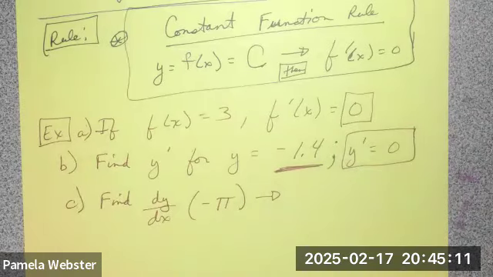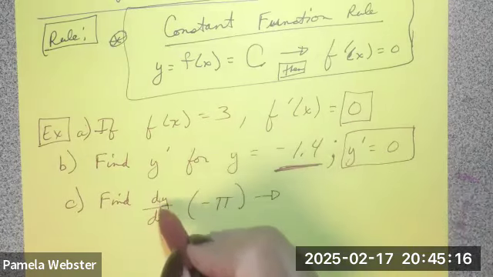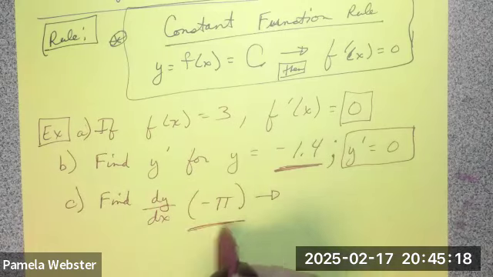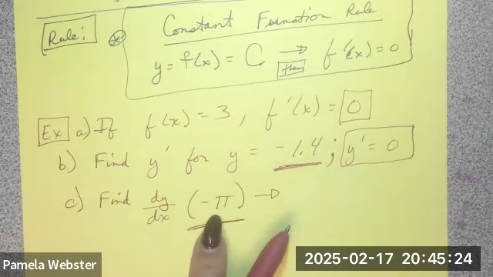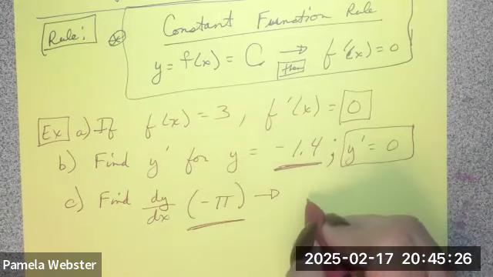Okay. And it shouldn't take you this long. Hopefully you already got it. Okay. dy/dx just means find the derivative. Negative pi. What's pi? 3.1415926. Yes. Okay. Pi is a number, negative 3.14 here.